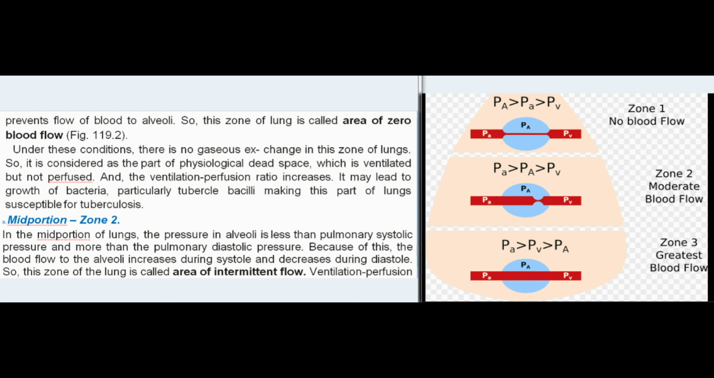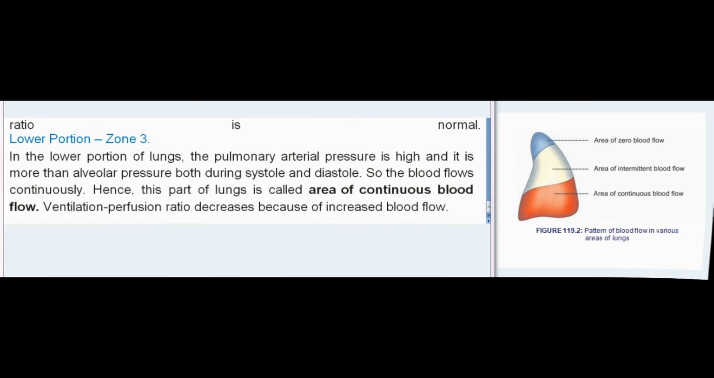Mid-portion, Zone 2. In the mid-portion of lungs, the pressure in alveoli is less than pulmonary systolic pressure and more than the pulmonary diastolic pressure. Because of this, the blood flow to the alveoli increases during systole and decreases during diastole. So, this zone of the lung is called area of intermittent flow. Ventilation perfusion ratio is normal.